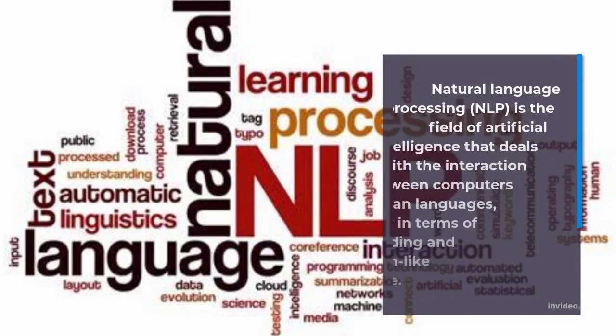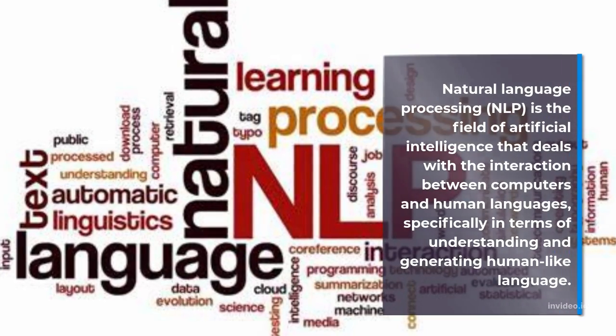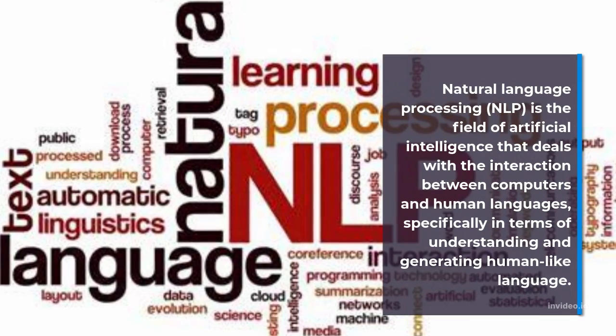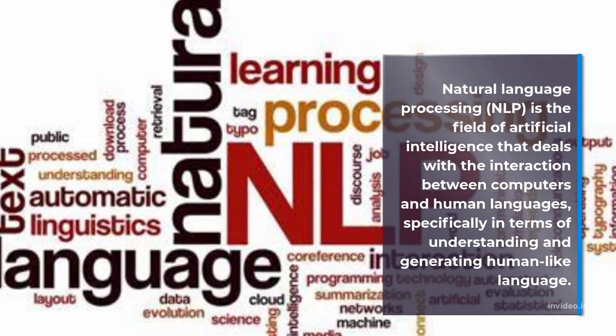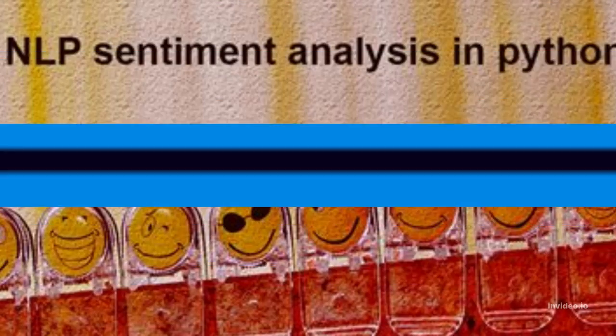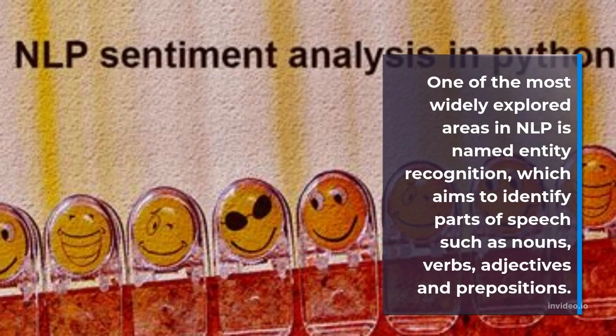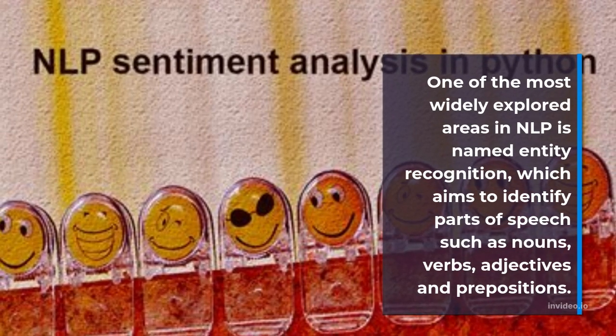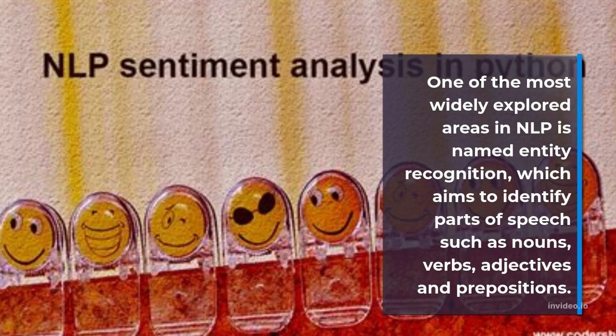Natural language processing, NLP, is the field of artificial intelligence that deals with the interaction between computers and human languages, specifically in terms of understanding and generating human-like language. One of the most widely explored areas in NLP is named entity recognition, which aims to identify parts of speech such as nouns, verbs, adjectives and prepositions.